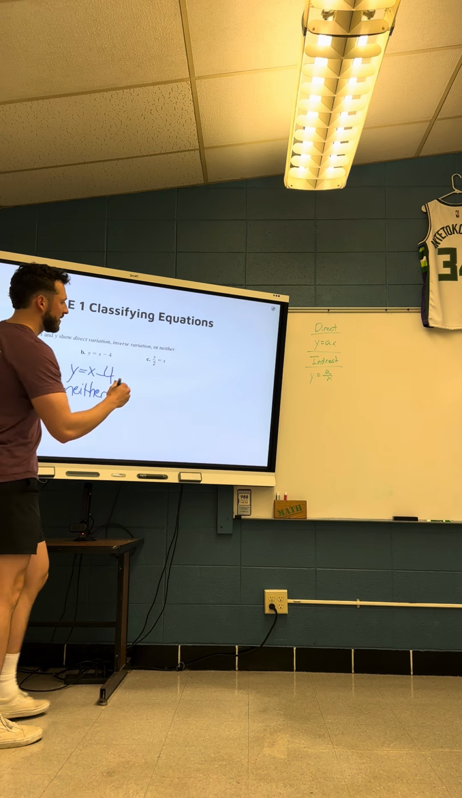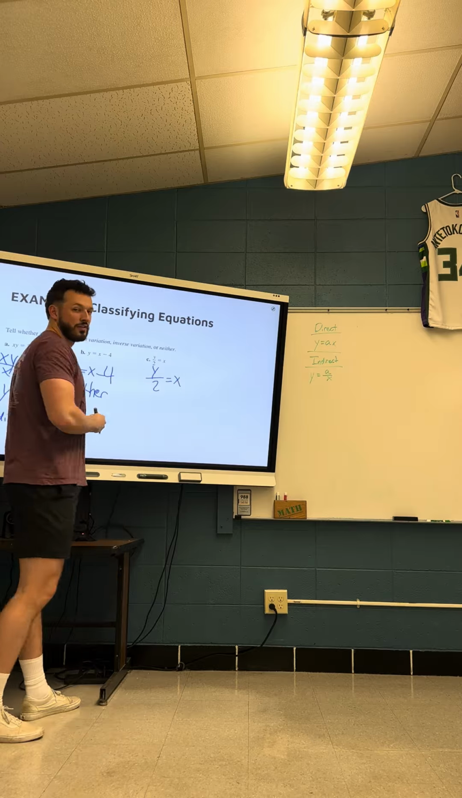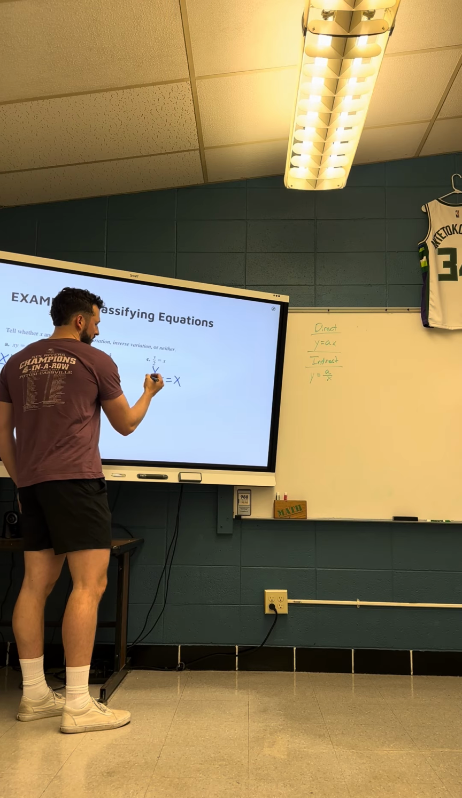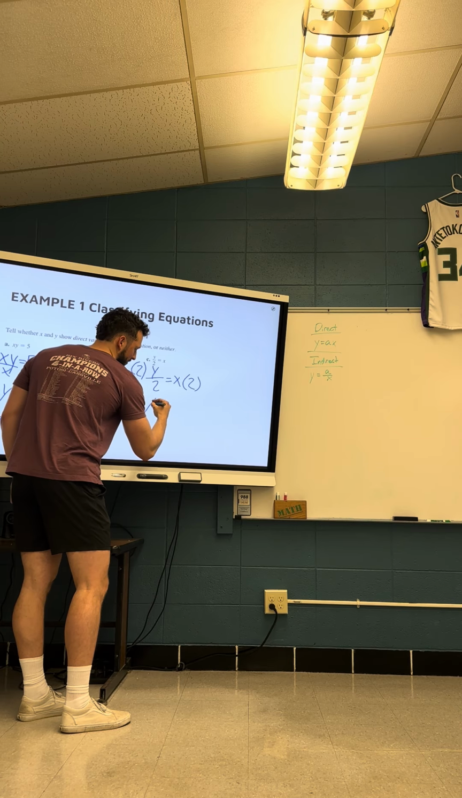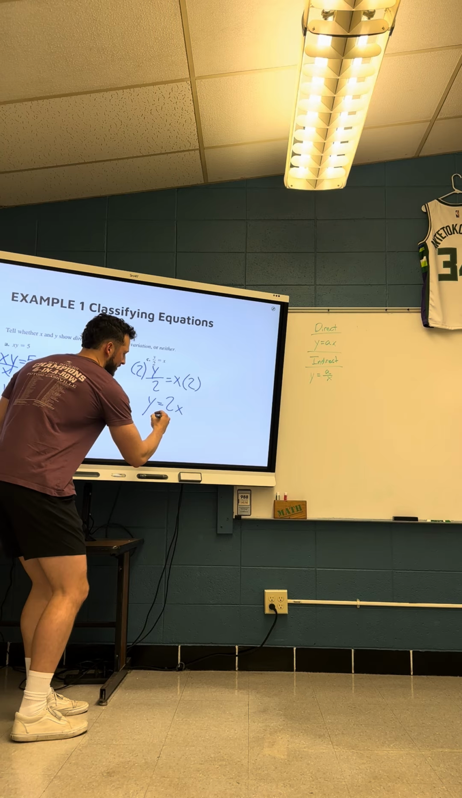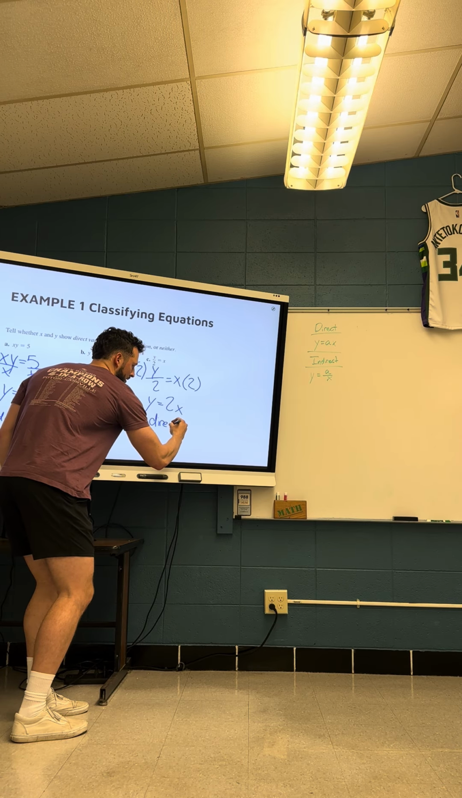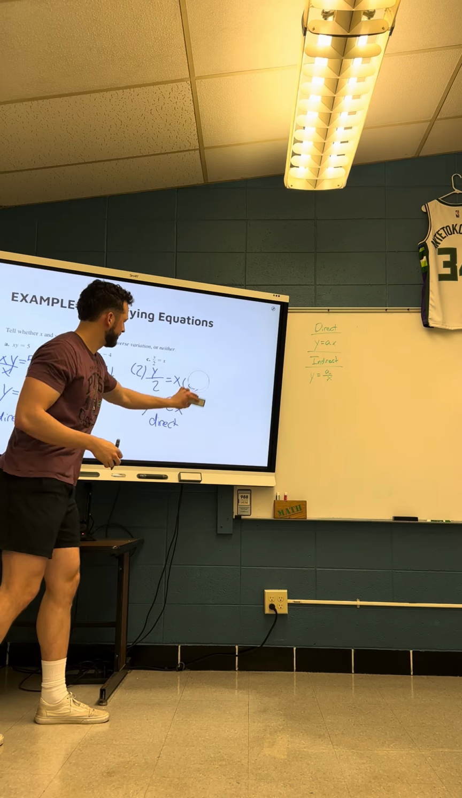All right, this next one, we've got y divided by 2 equals x. To solve for this one, again, we're just going to have to multiply by 2. So multiply this side by 2, multiply this side by 2. We get y equals 2x. You can pretty clearly see it's a number times x. This is going to be direct variation. All right, that's example one.